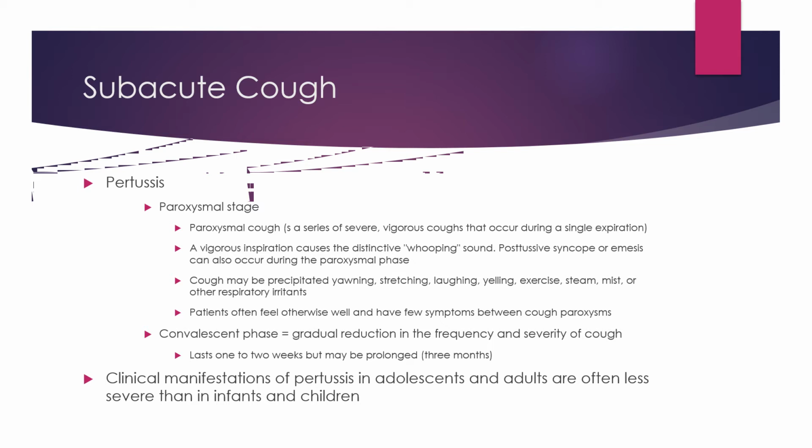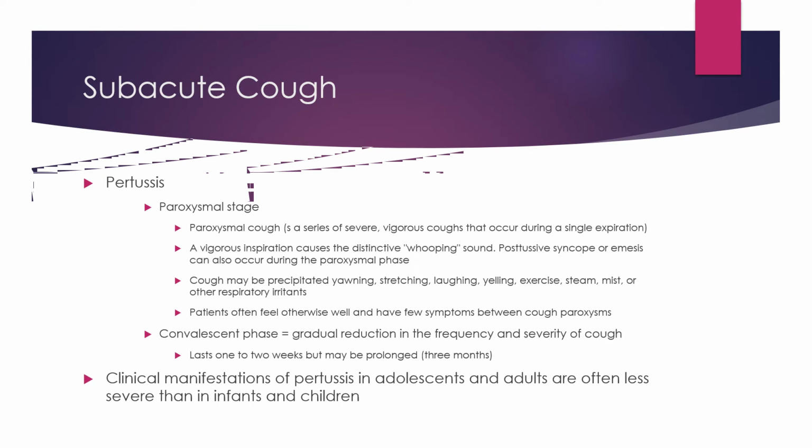They could be precipitated by yawning, stretching, laughing, yelling, exercise, steam, mist. Other respiratory irritants such as eating and drinking can even trigger it. Patients often feel otherwise well and have few symptoms between coughing paroxysms. But when they are having them, they could be very severe.